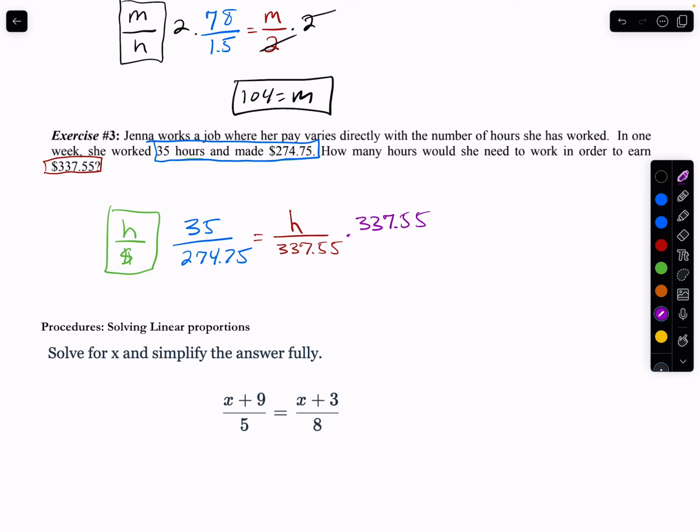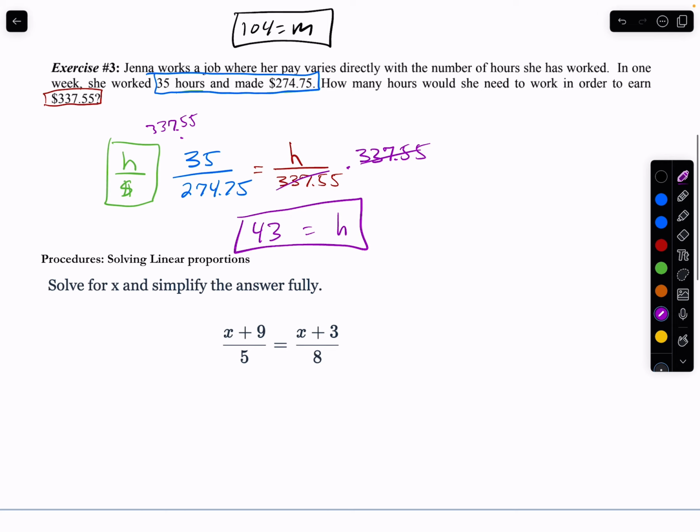337.55 on both sides, because that's going to cancel out, and we're left with hours. If I multiply by 337.55 on both sides, multiply that in, you're going to get 43 hours. Okay.